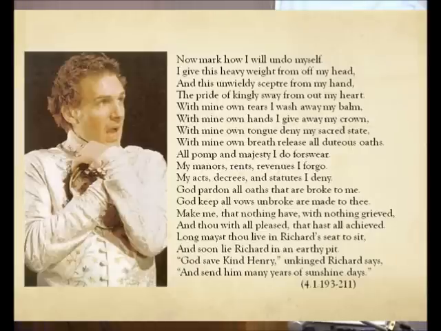So I'm going to read the speech and we're going to look at it in detail. "Now mark how I will undo myself. I give this heavy weight from off my head and this unwieldy sceptre from my hand, the pride of kingly sway from out my heart. With mine own tears I wash away my balm. With mine own hands I give away my crown. With mine own tongue deny my sacred state. With mine own breath release all duteous oaths. All pomp and majesty I do forswear. My manors, rents, revenues I forgo. My acts, decrees and statutes I deny.